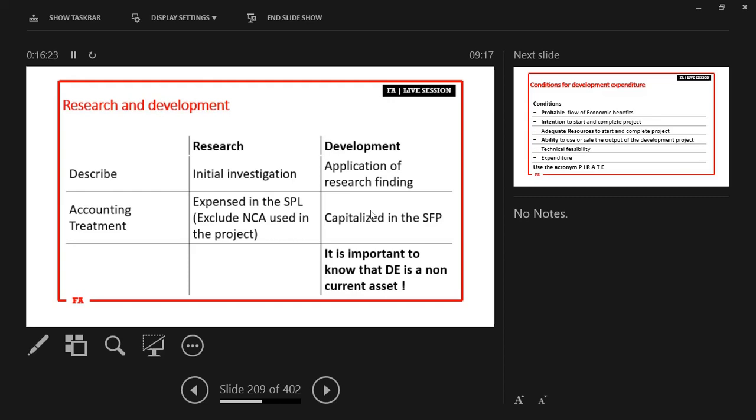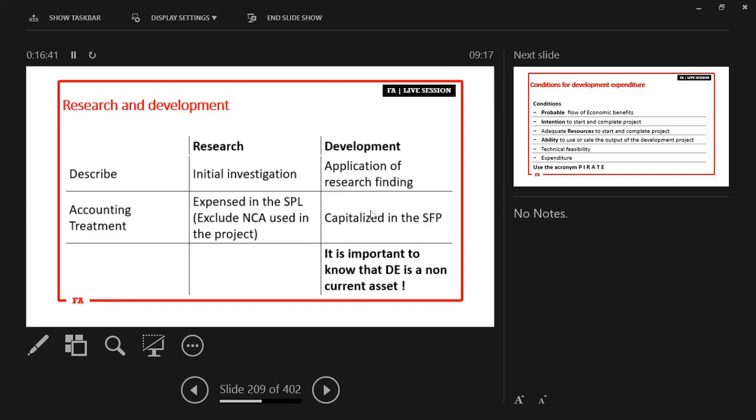But for accounting purposes and at this level, I don't want to go very far. Why do we bring in this discussion? To make a distinction between the two. Research expenditure should be treated as revenue what? Expenditure. Did you hear that? But development expenditure should be treated as what? Capital expenditure.